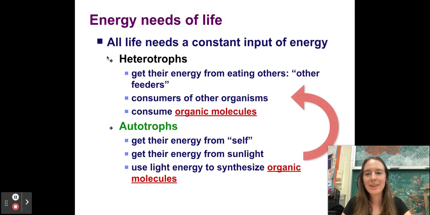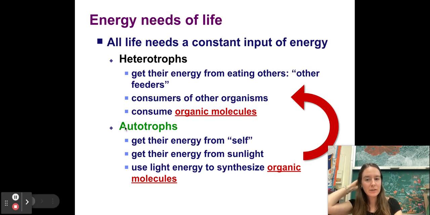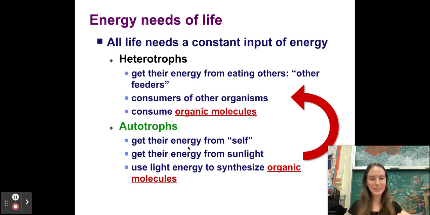All right. Now, we know that all life needs energy in order to live. Heterotrophs, you and I, get energy from eating others. Hetero means other, troph means food. So we get food from eating other things. We consume other organisms. We consume organic molecules like fats, proteins, and carbohydrates by eating other things that are living. Autotrophs, auto means self, troph means food, get energy from themselves. They use the energy from sunlight to synthesize, to create their own organic molecules that they will then break down using cellular respiration to get ATP.